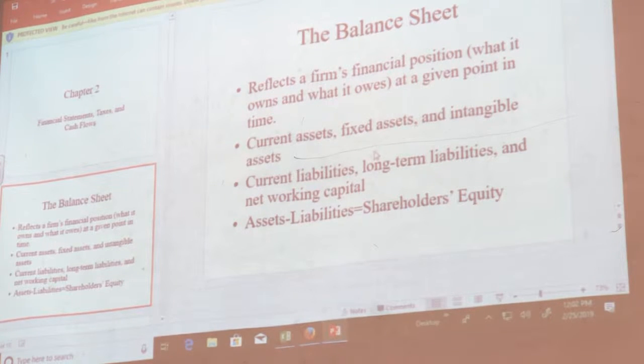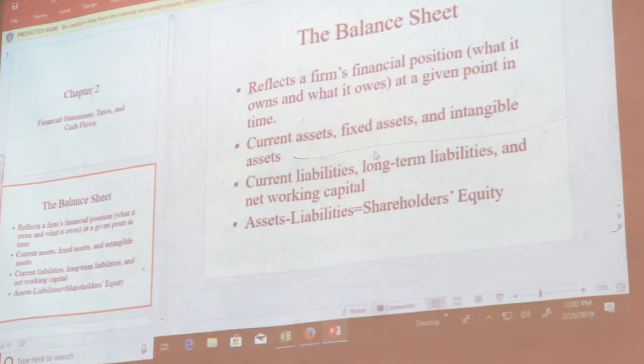Okay, so you have net working capital, we already covered it: current assets minus current liabilities. And you have this formula you need to remember, I won't give it to you.